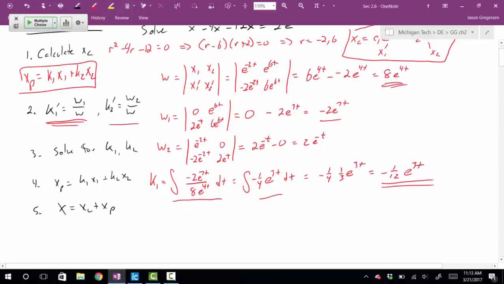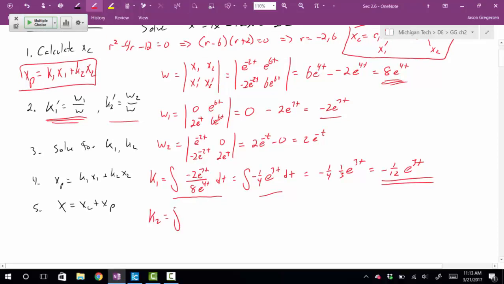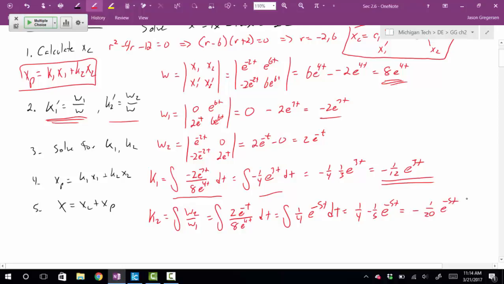Now I'm going to move on to k2. k2 is just going to be the integral of W2 over W. So that's going to be the integral of 2e to the negative t divided by 8e to the 4t. So I got 1/4 e to the negative 5t when I simplify that. Pull out my constant. When I integrate the exponential, I get e to the negative 5t plus that extra factor of negative 1/5. Looks like I have negative 1/20th e to the negative 5t. That should be my k2 value.